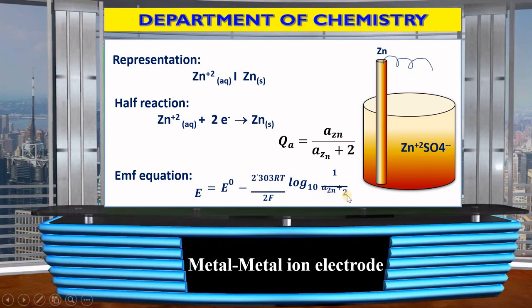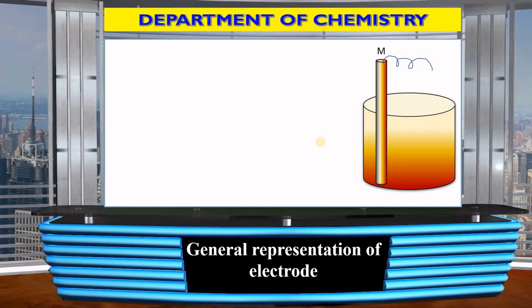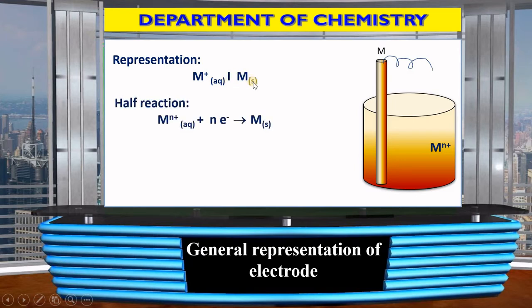Meaning here we need to write the concentration of that Zn plus 2 ion or that electrolyte. General representation of a metal ion electrode: any pure metal is in contact with a solution which contains ions or cations of the same metal. The general representation for such electrodes can be written as metal ion having n plus charge in aqueous form, single vertical line, and metal in solid form. Okay.